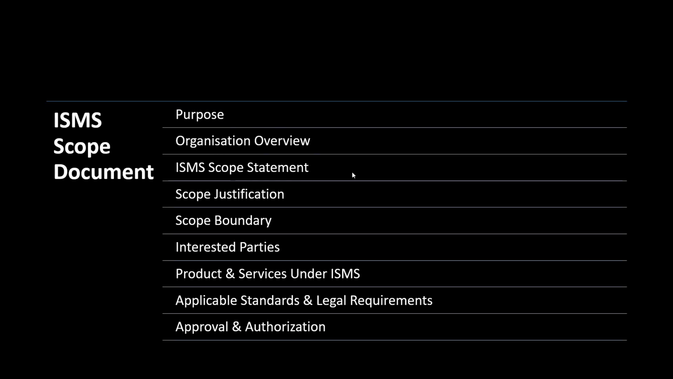Either it can be a part of the organization, or it can be the whole organization. Then give a justification why you want to cover the whole part of the organization. Give a justification for that. Then define the boundary. Okay, so you can define the physical boundary, the technical boundary, the operational boundary. Okay, and which parties have also been involved in that audit, make a list of it.